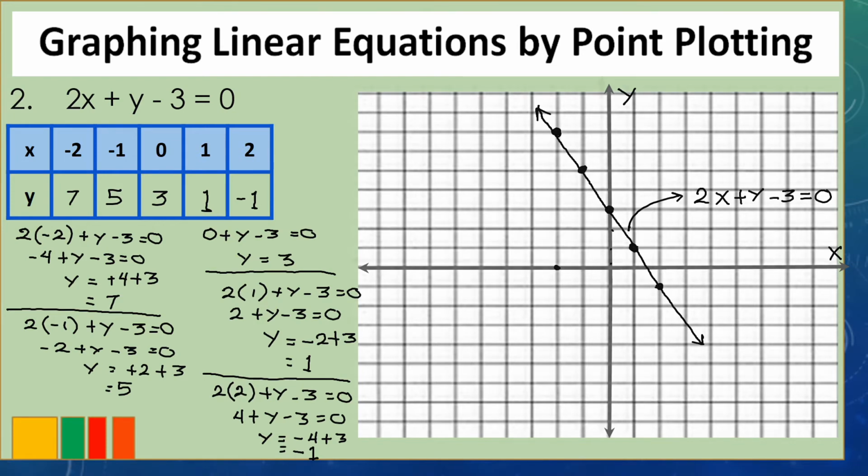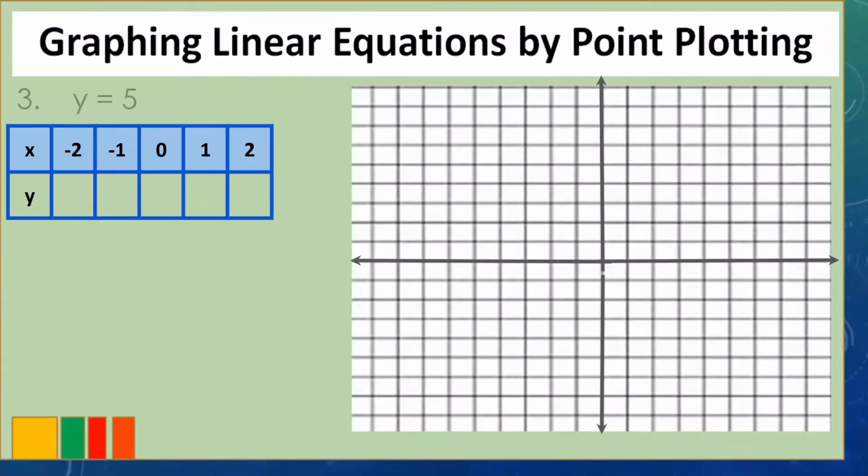Let's have our third example. y is equal to 5. Now, to do that, since we have an equation of y equals 5, it is telling us that y is 5 already. So in our table, to complete it, all you have to do is place 5, and that will be your ordered pair. So let's plot that in our Cartesian plane.